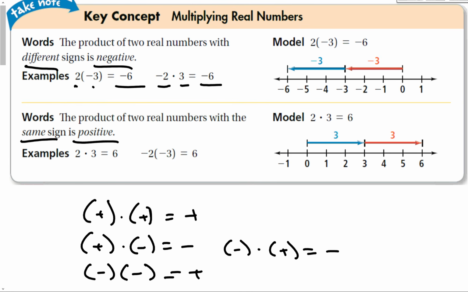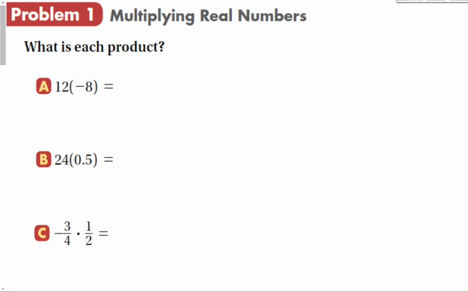So let's do some multiplication. So we got 12 times -8. Okay? Different signs. The product of two numbers with different signs is going to be negative. So that is a -96. Same thing with decimals. 24 times 0.5. Right? That's still two things with the same sign. It's going to be positive to give me 12. And you can realize that is half of 24, or you can put it into a calculator.